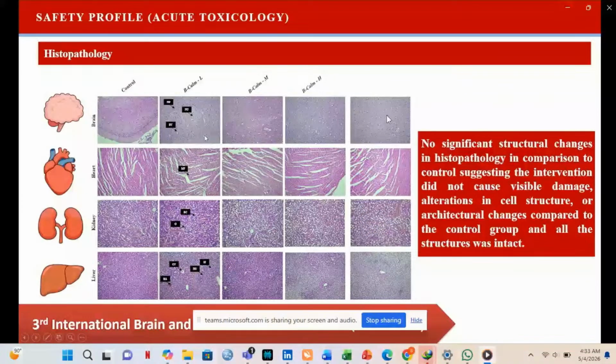We can see neuro cells, neurons, and blood vessels, and muscle fibers, Bowman's capsule, glomerulus, central vein in the hepatic site, and the sinusoids, and hepatic cells, and hepatic artery. All the structures were intact, and there is no significant change in comparison to control. So after the confirmation of their safety, the antidepressant evaluation was done by the sucrose preference test, forced swim test, tail suspension test, and open field test.